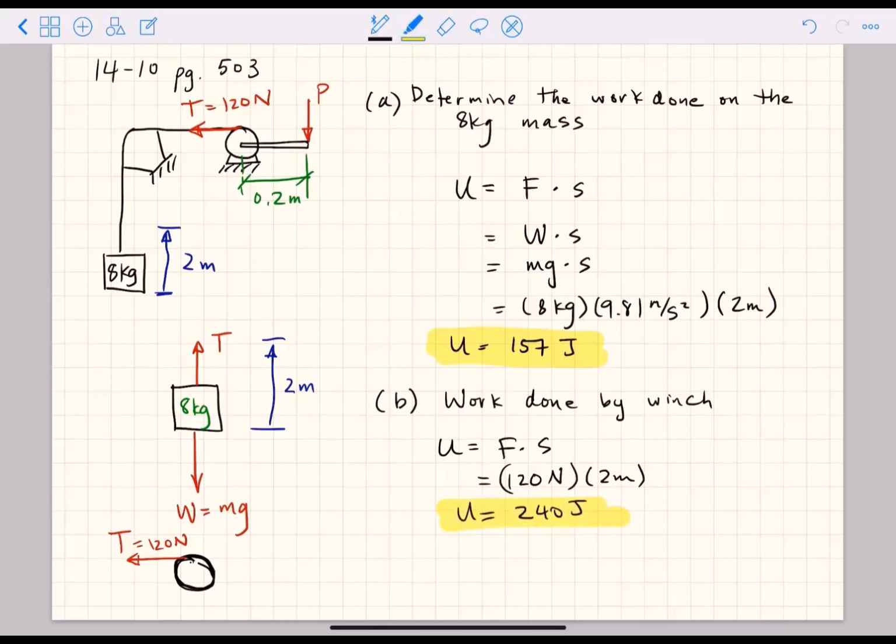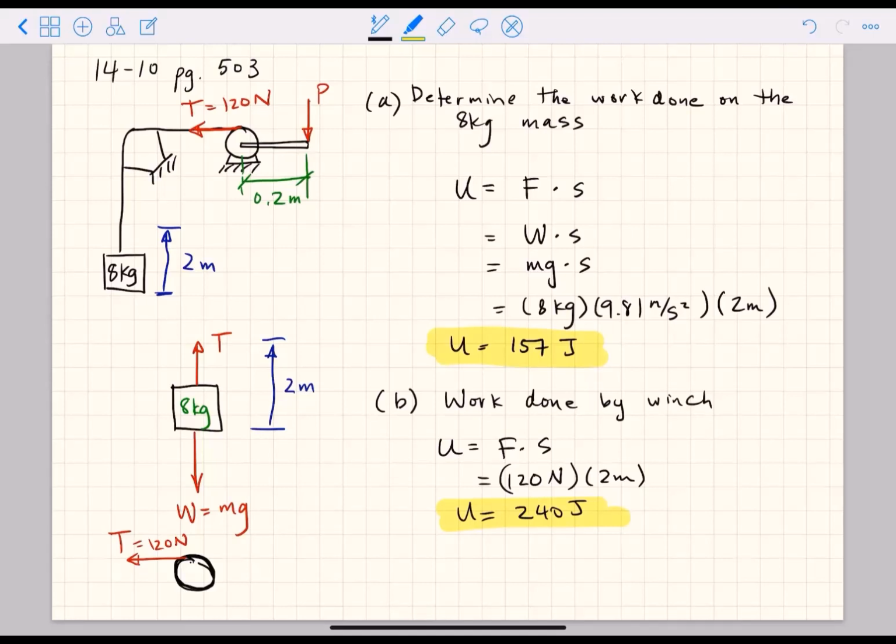So 2 different bodies, 2 different values. What we're really seeing is that part A really is the potential energy, right? You're lifting the object with a weight up a certain distance, and so there's 157 joules of potential energy. The work by the winch, on the other hand, is a little bit higher. Why is that? Because we also have friction in there. So there's losses, and as a result, there's more work being done to move the same amount. It's just in a different form of energy.